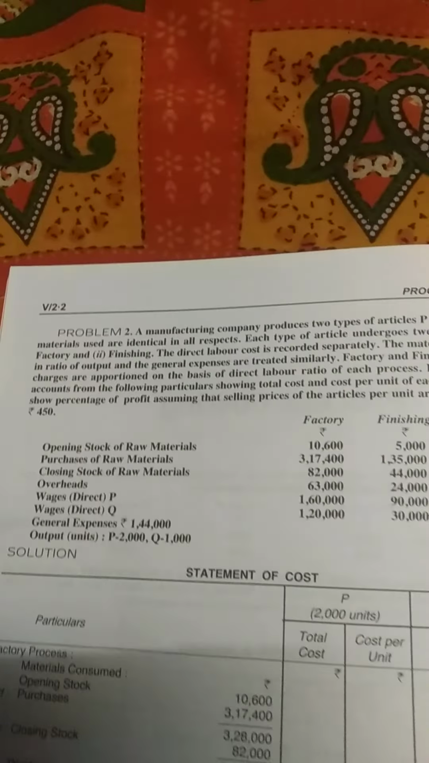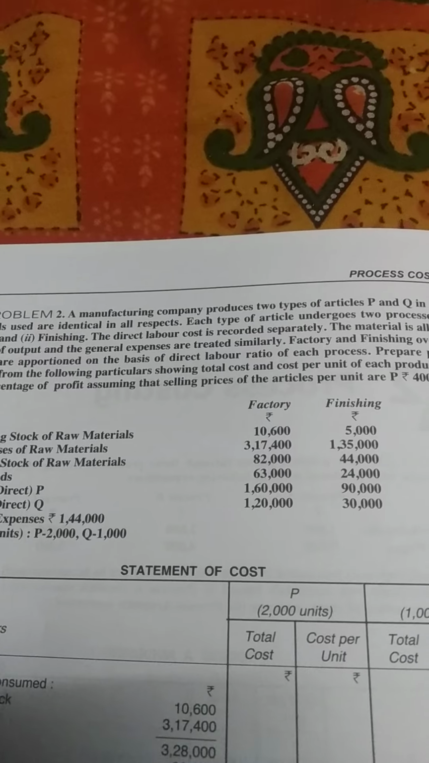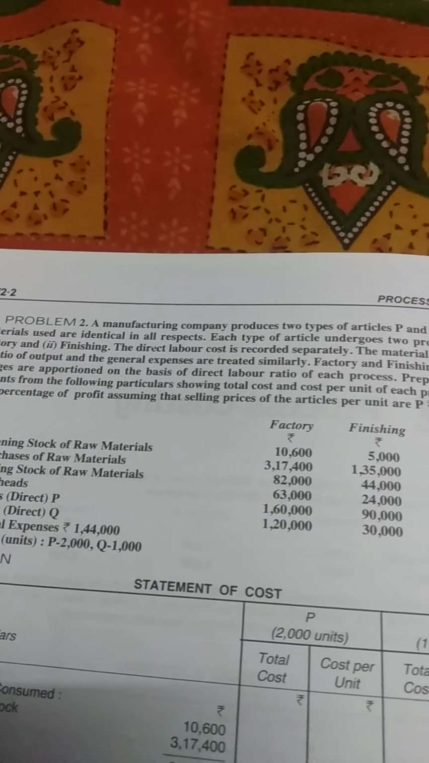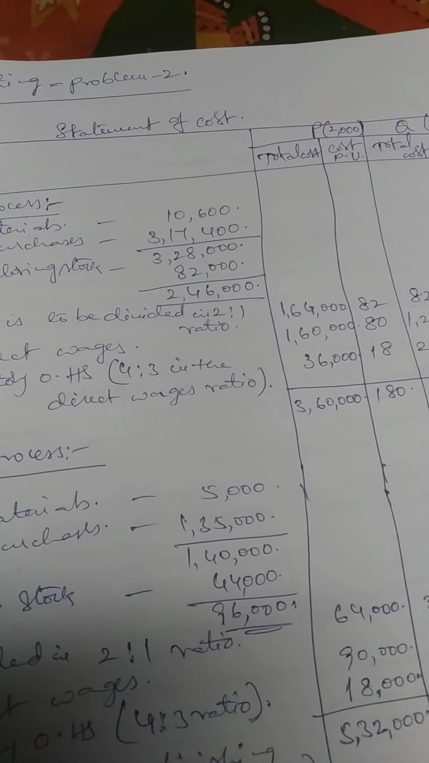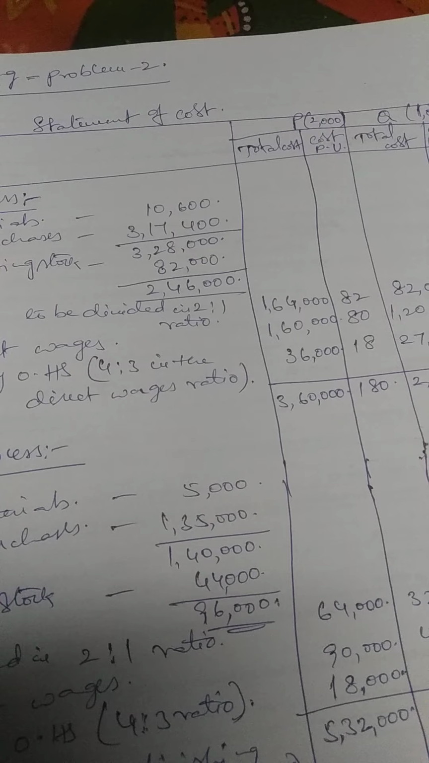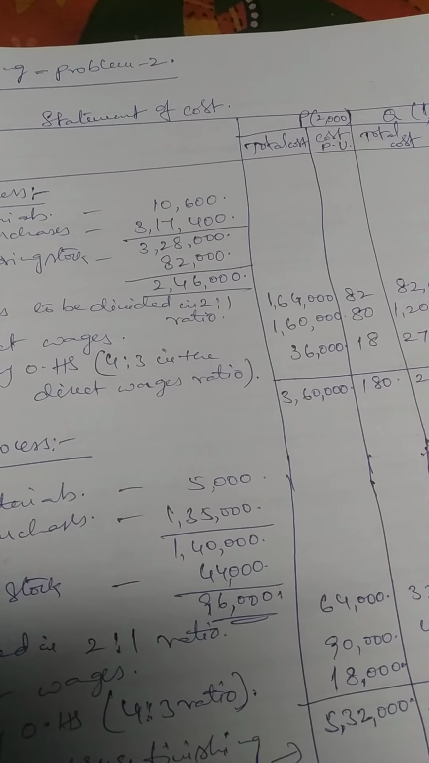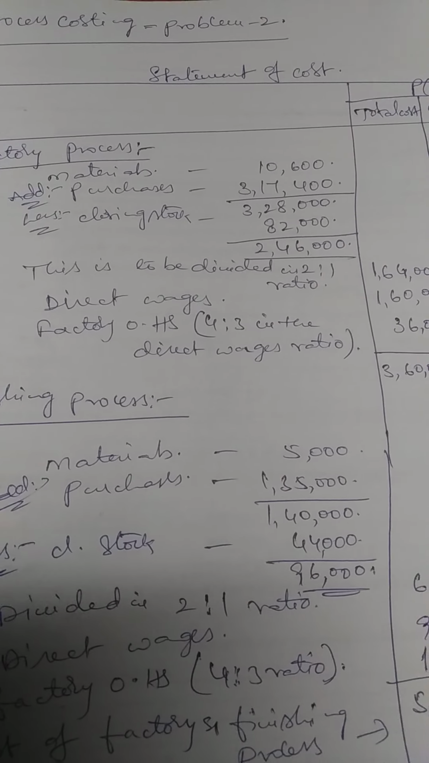Here the problem goes like in problem number 2, a manufacturing company produces two types of articles, that is P and Q, in which materials are identical in all respects. Each type of article undergoes two processes. Means in the process of manufacturing P and Q, it is undergoing individually two processes, that is one is factory and second one is finishing.